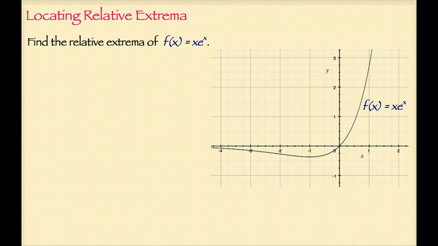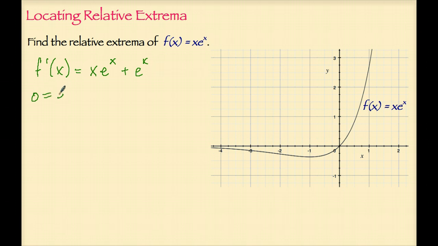In this last example, we're going to find the relative extrema of this exponential function, f of x equals x e to the x. To find extrema, we'll take the first derivative, set it equal to 0, in order to generate a list of critical numbers. So let's take this derivative. Of course, it is going to require the product rule. The first function, x, times the derivative of the second, which is e to the x, plus the second function, e to the x, times the derivative of the first function, which is 1, and there is our first derivative.